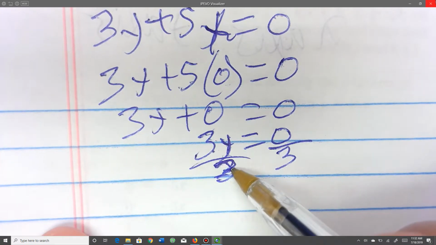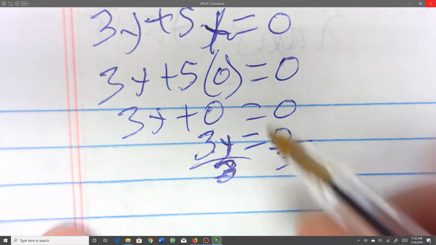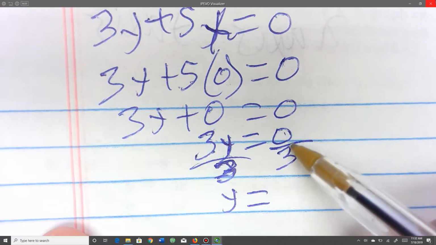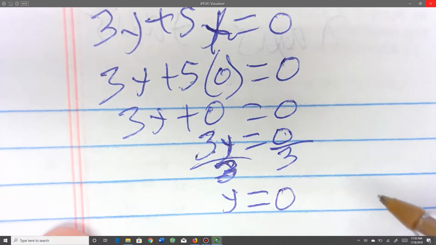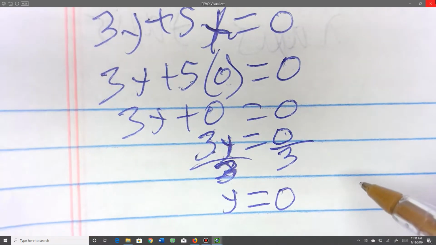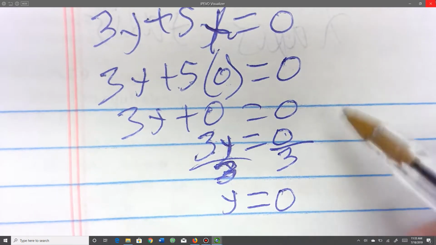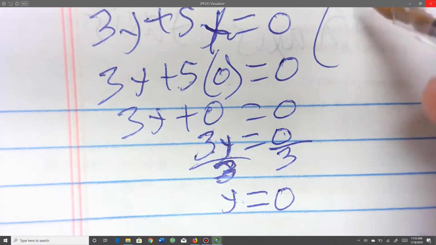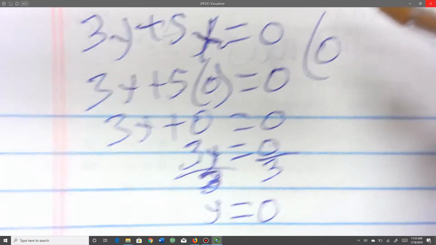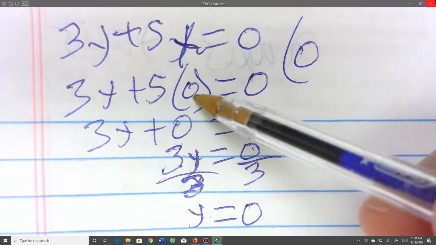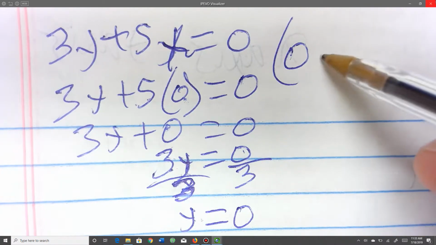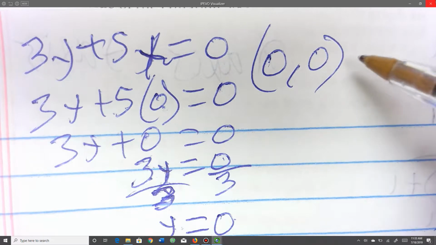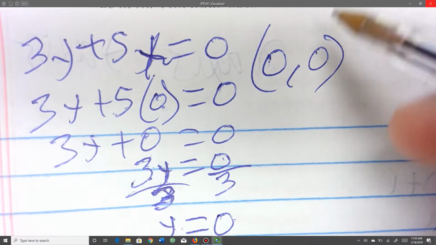3 divided by 3 is 1. 1 times y is y, equals 0 divided by 3 is 0. And we have that our y equals 0. Therefore, our ordered pair is 0 for x, right? And then 0 for y. So that's our ordered pair, and that's the y-intercept.